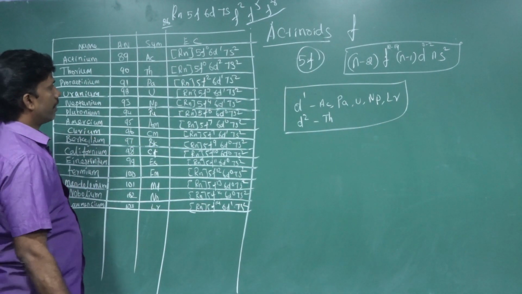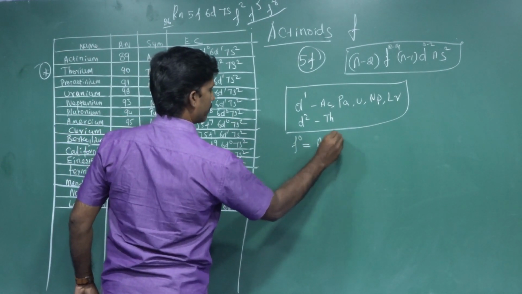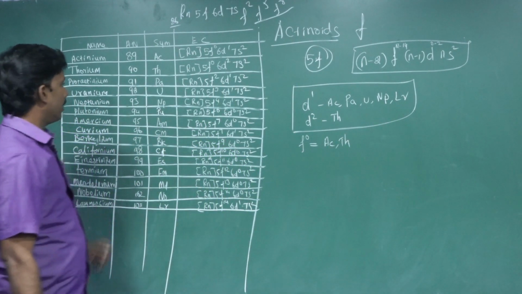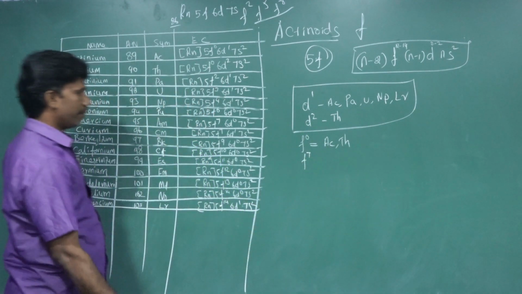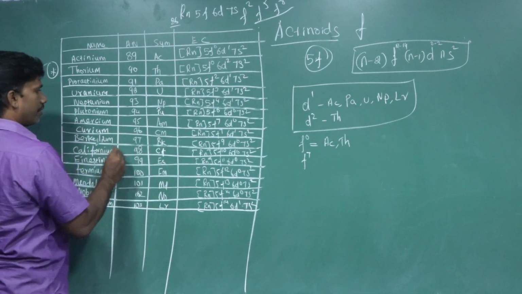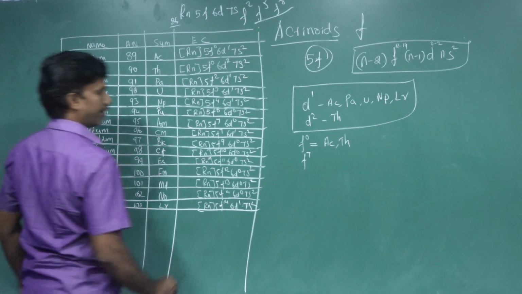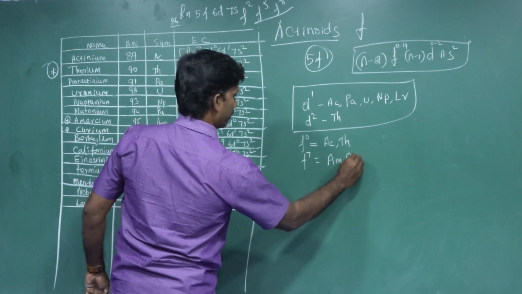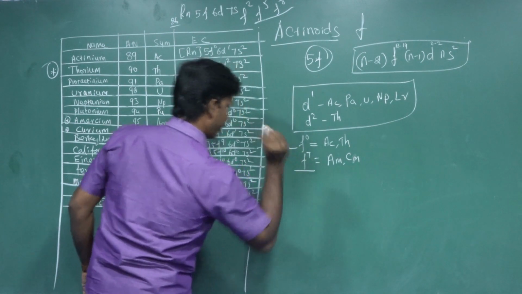Then f0, you may find in actinium and thorium. Then f7, the half-filled electron configuration, I am mentioning because it is very stable. We find f7 in americium and curium. F7 is half-filled.